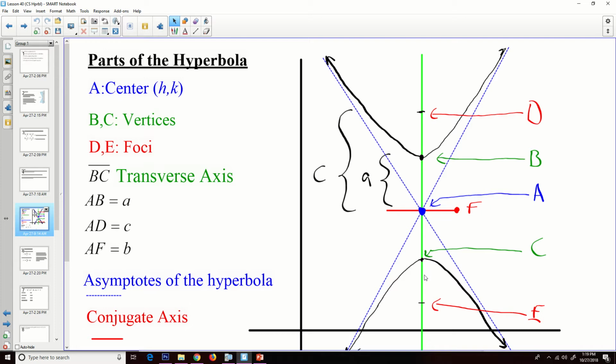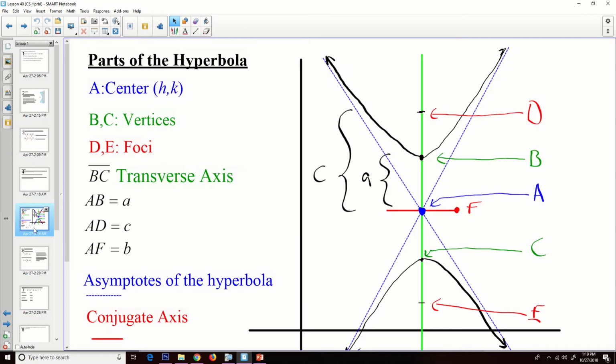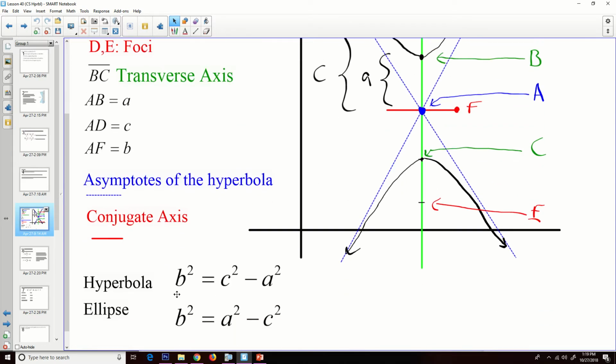D and E are the foci of the hyperbola, and the length of A to B, so AB, is a units long. From A to D is c units long. And then from A to F is b units long. And when I say a and b, again, I am referring to this a and this b from the equation. And in the hyperbola, b squared is c squared minus a squared, whereas in the ellipse, b squared is a squared minus c squared.